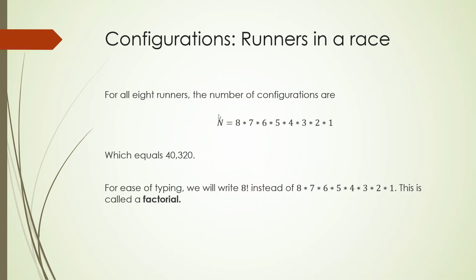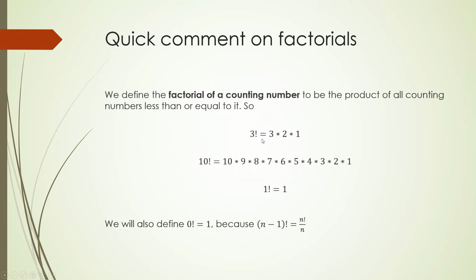And if there's no repetition, every time you pick something, the number of choices remaining for the next selection goes down by one because you've picked something. And so this process of multiplying stuff together is called a factorial. So a factorial of a counting number, so 3 factorial or 10 factorial, is always just the product of all the counting numbers less than or equal to the number in question.